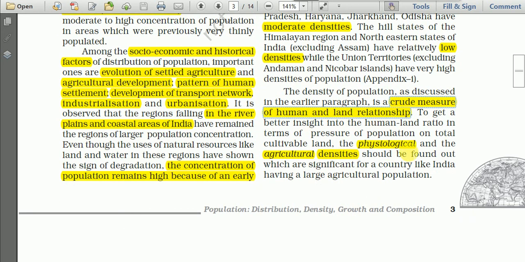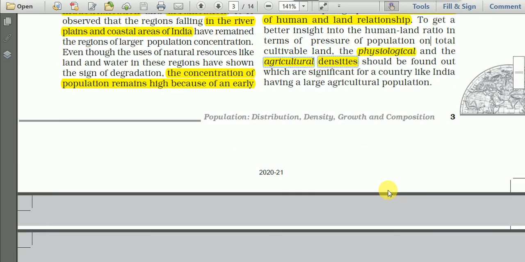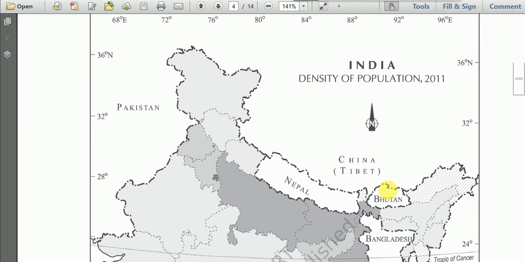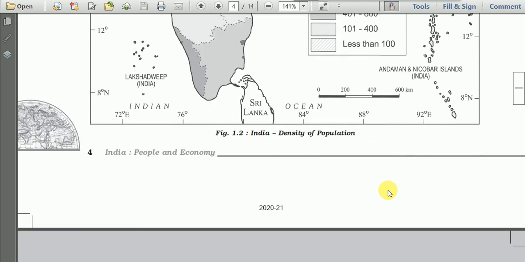So to get a better insight into the human-land ratio in terms of pressure of population on total cultivable land, the physiological and the agricultural density should be found out. To have a clear insight of the man-land ratio, instead of calculating the crude or arithmetic density of population, we had better calculate physiological and agricultural densities. How it is calculated is given here, on the next page. The formula is given here.